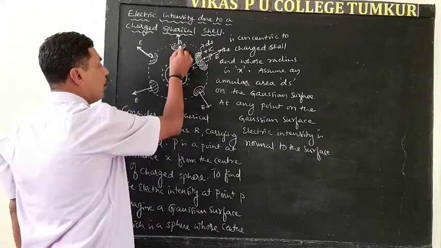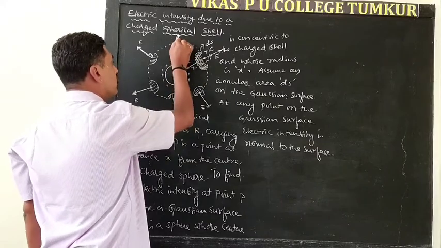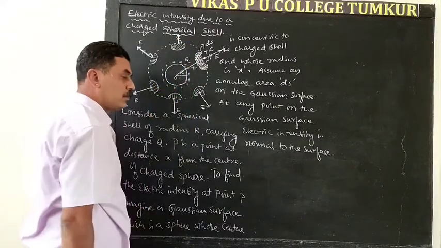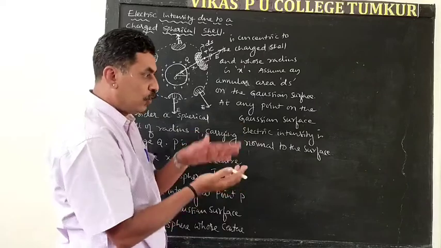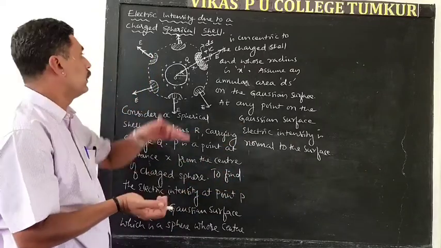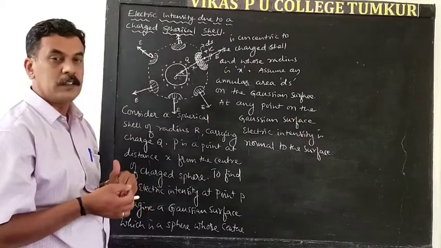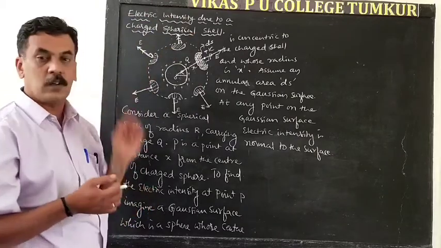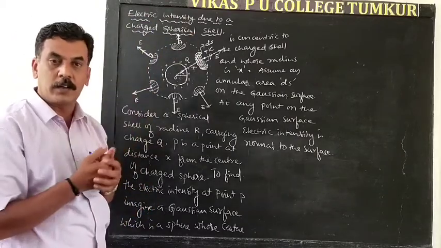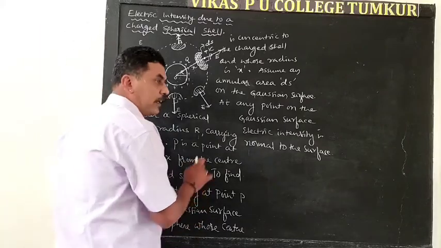If I draw a normal to this surface, both of them will coincide. So the angle between the direction of electric intensity and the normal to the surface at any point on the Gaussian surface is 0. Very clear. So I will write here.